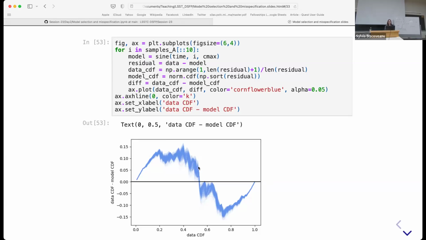So alone, one of these realizations looking like this is not necessarily a red flag because, again, we have some uncertainty. And so it might just be a random fluke. But the fact that all of them look like this is an indication of model misspecification.